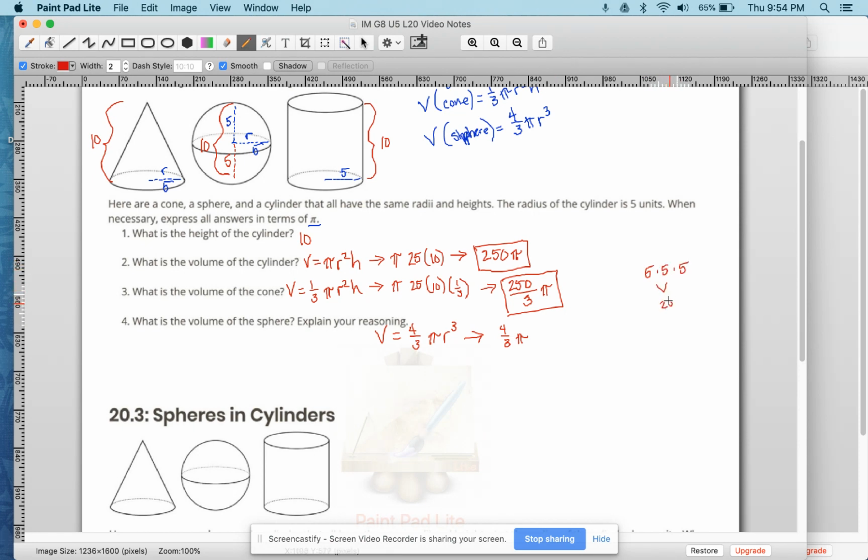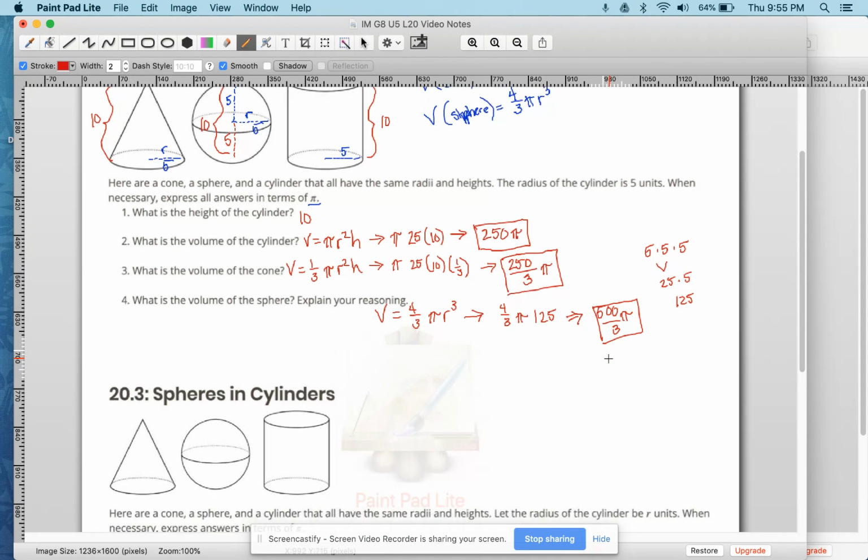So this is 25 times 5 is 125. So we have 4/3 pi times 125. And as we look at that, 4 times 125 is 500. And then we've got divided by 3. So it's going to be 500 divided by 3 times pi. And that's the volume of the sphere. And we explained our reasoning because we showed all of our work.